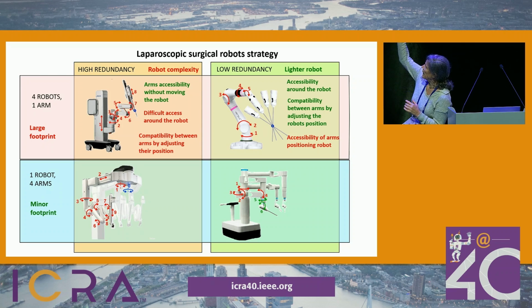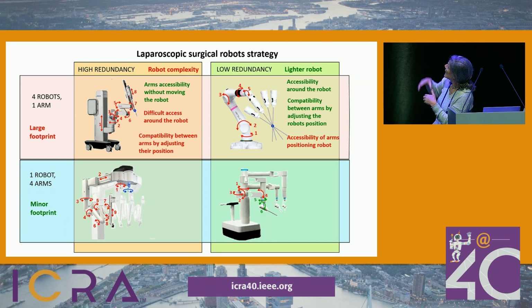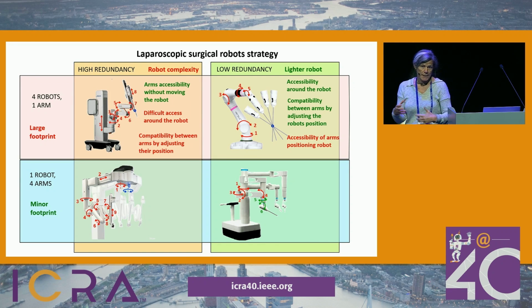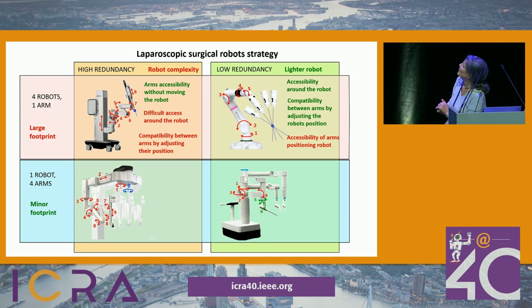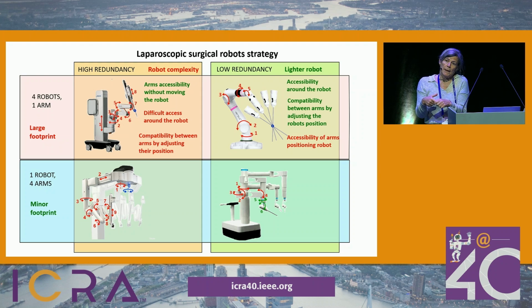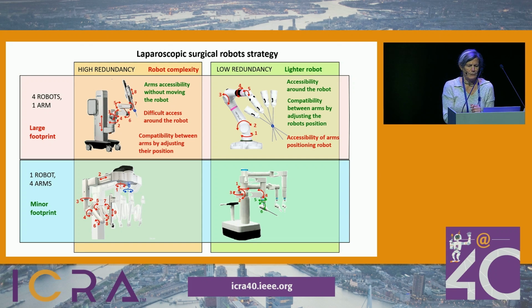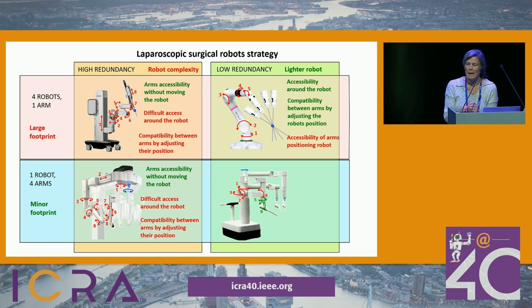On this other side, we see that accessibility around the robot is easier because they give some space for humans. There is compatibility between the arms by adjusting the robot easily, but the accessibility to the different areas implies that initially we have to position the robot in the right place.